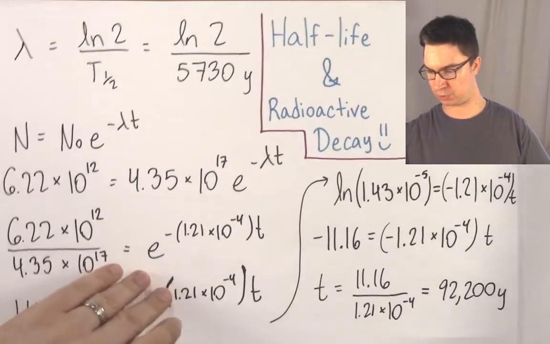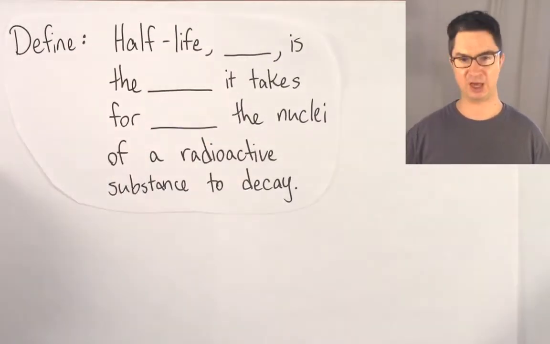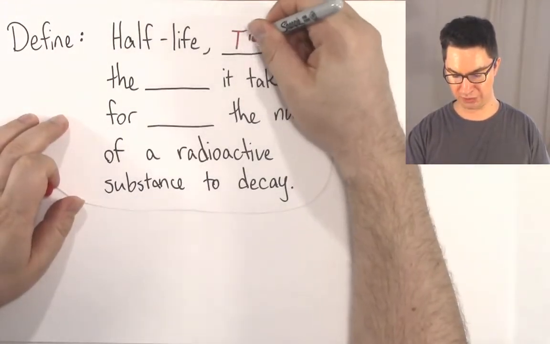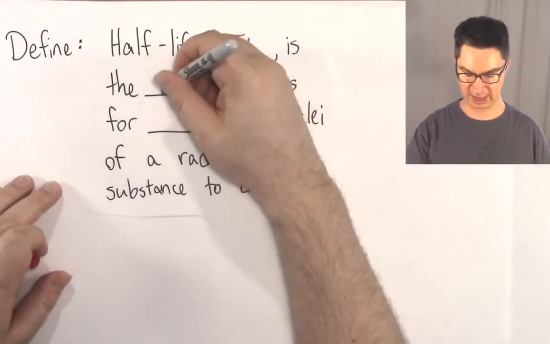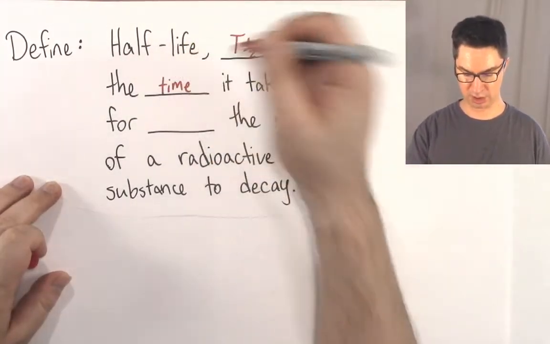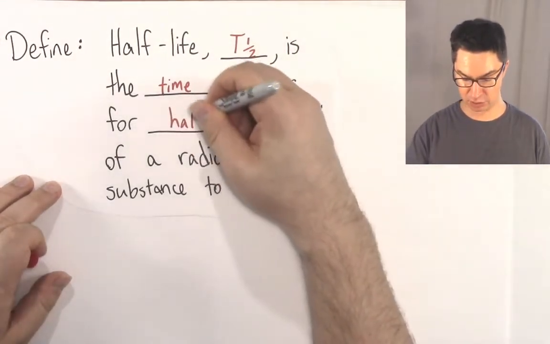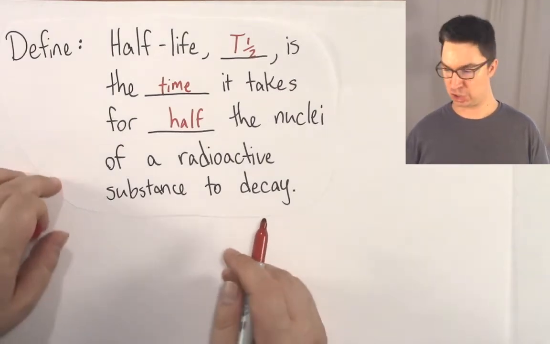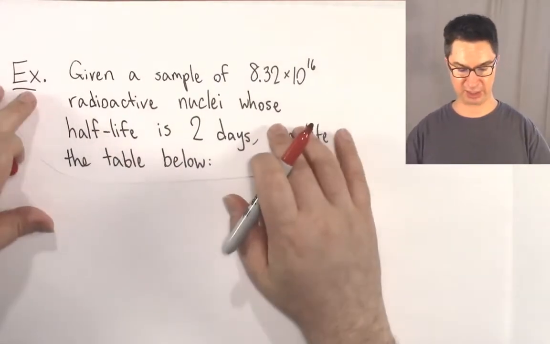So let's start by defining a new quantity that we're going to call the half-life. Half-life has the symbol T with a subscript of 1/2, and it represents the time it takes for, no surprise here, half of the nuclei of a radioactive substance to decay. So one way to think about this is by looking at an example.